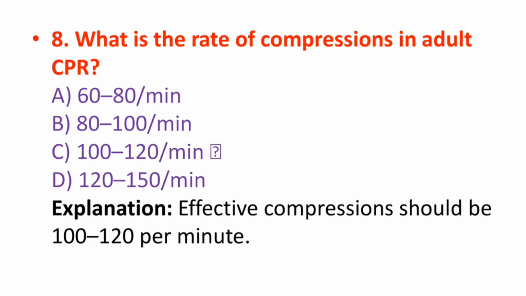What is the rate of compressions in adult CPR? Option A, 60 to 80 compressions per minute. Option B, 80 to 100. Option C, 100 to 120. Option D, 120 to 150. The correct answer is option C, 100 to 120 compressions per minute. Effective compression should be 100 to 120 per minute.